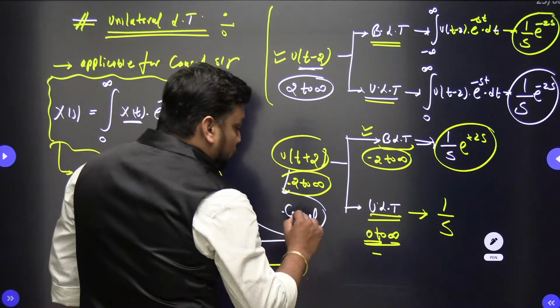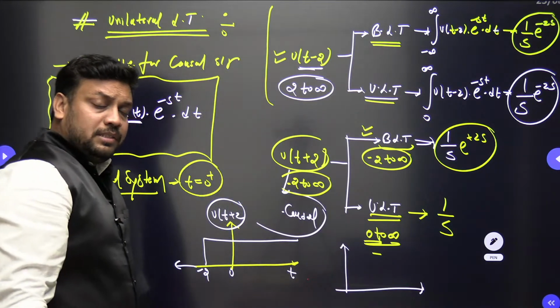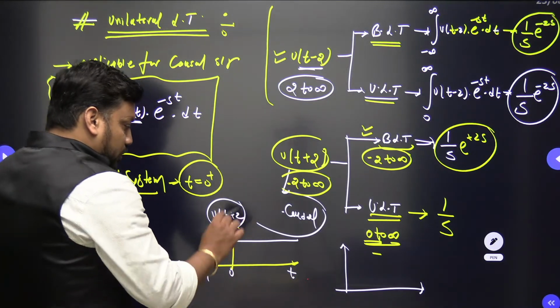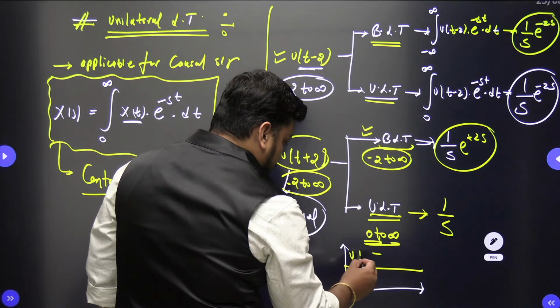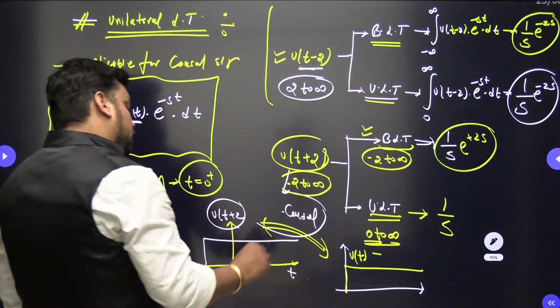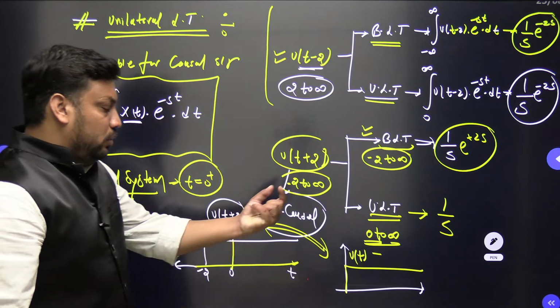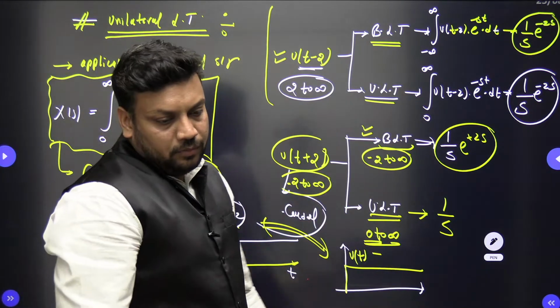But in the unilateral Laplace transform, I am strictly allowed only the t equal to 0 plus region. So if I take this 0 plus region only, I will get this only. And this u(t+2) is nothing but u(t) as far as the unilateral Laplace transform, or the 0 to infinity limit, is concerned. Because the unilateral Laplace transform only takes the limit from 0 to infinity.